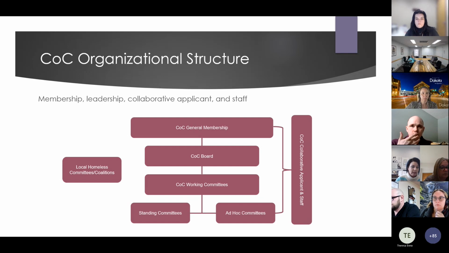The collaborative applicant is the fiscal agency that's responsible for the COC planning funds and submitting the COC consolidated application to HUD. So we have to do a local competition every year. HUD tells us how much money we have, and then we do a local competition where we actually have to rate and rank all of the applications, and we have a committee that takes care of that for us. So North Dakota Housing Finance Agency is the collaborative applicant for North Dakota, and that is where myself and Shanna Lindquist Segrist are based out of.